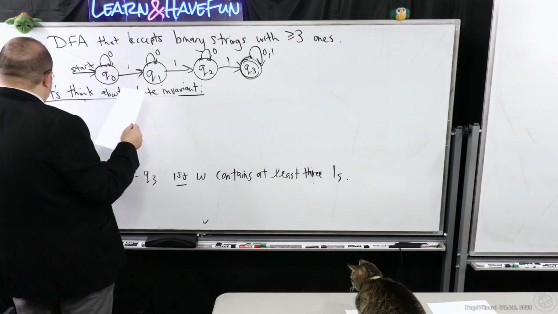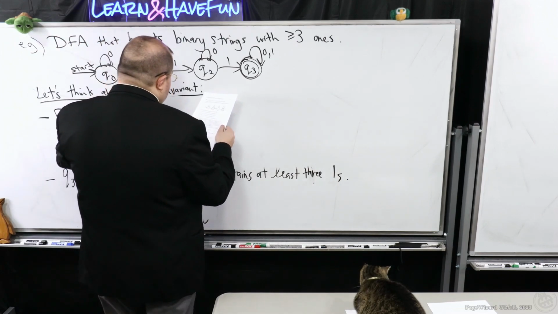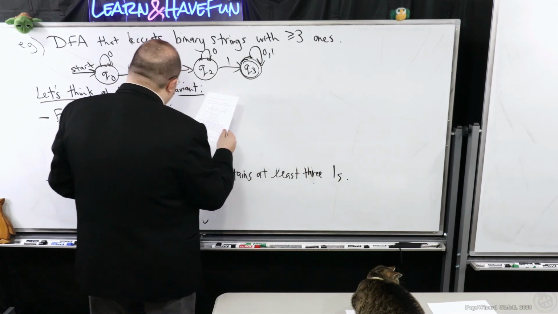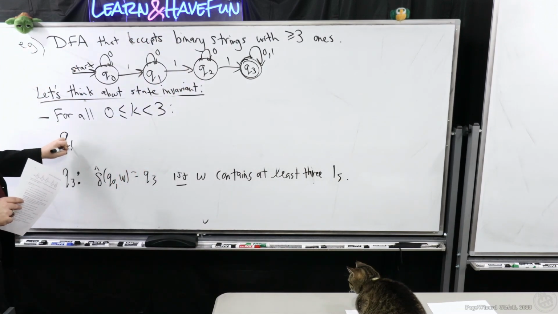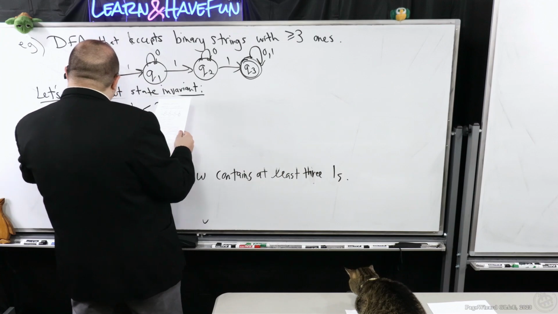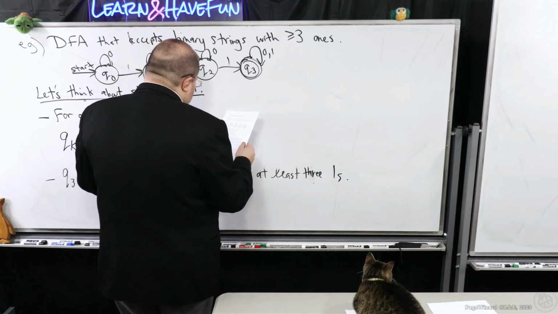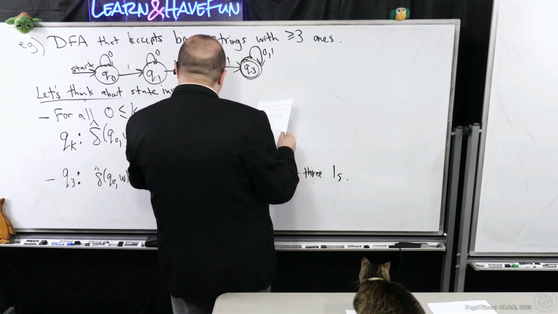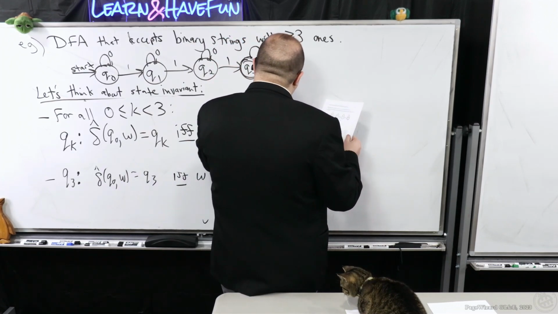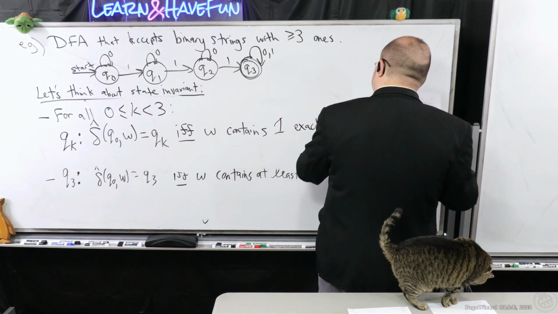So first we're going to have 2. So for all 0 less than or equal to k is strictly less than 3, we can actually state the following invariant. For state qk, it's that delta hat of q0 and w is equal to qk. For what reason? Let's think. W contains 1 exactly how many times? k times.